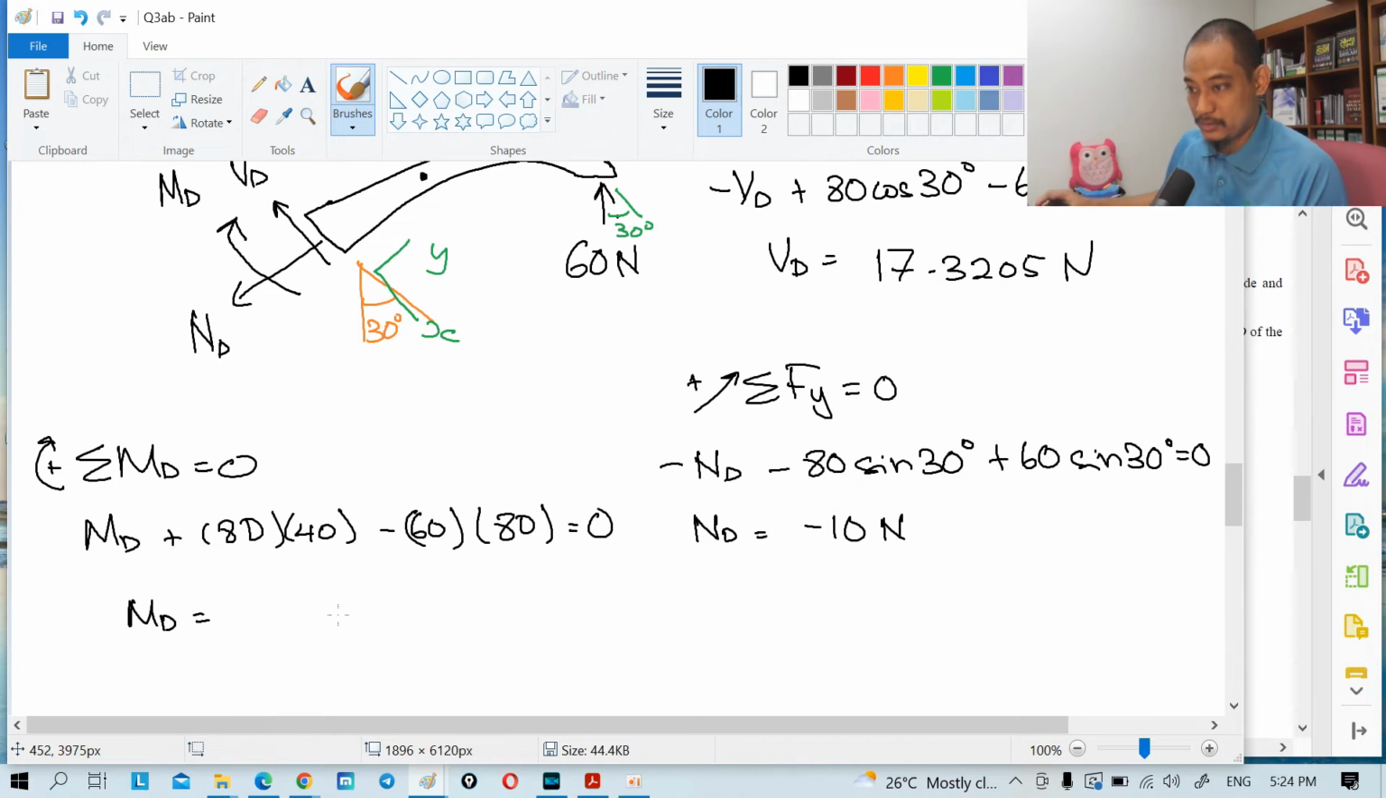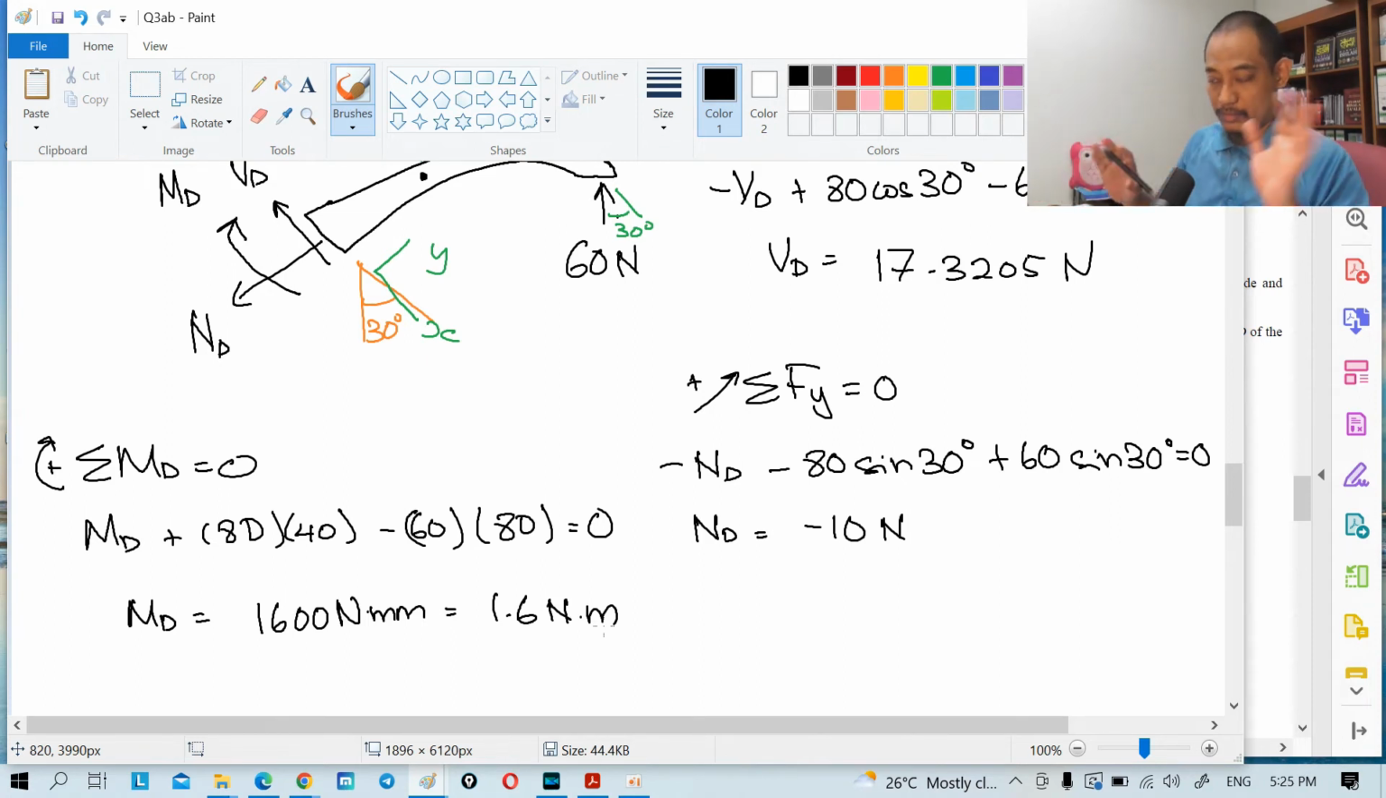minus 1600. Okay, and then you bring it to the other side, so 1600 Newton millimeter, or 1.6 Newton meter. So the answer will be the same if you take either side. Of course, one will be shorter than the other, right?